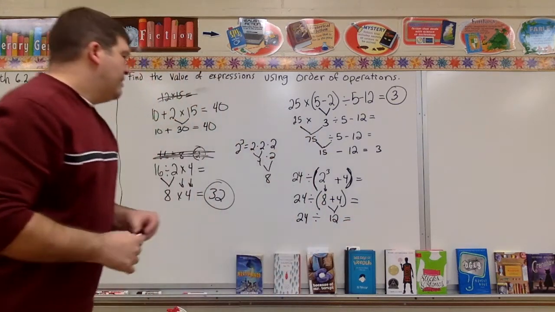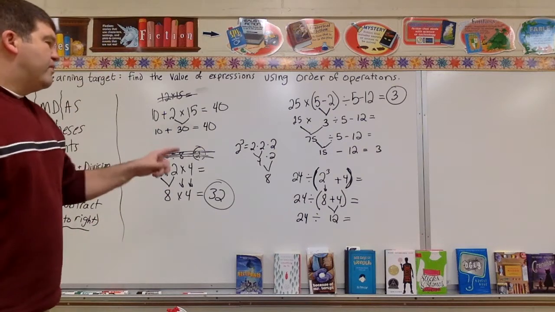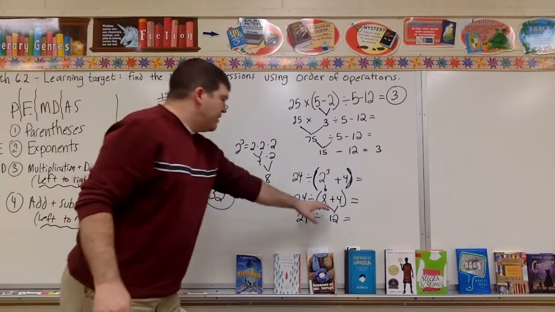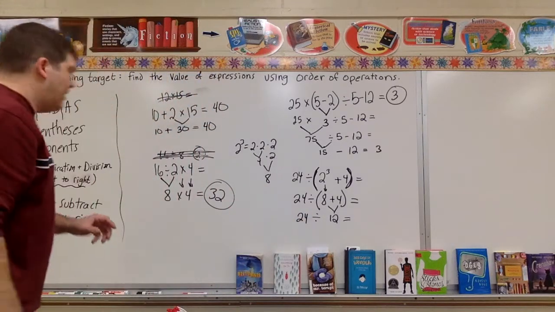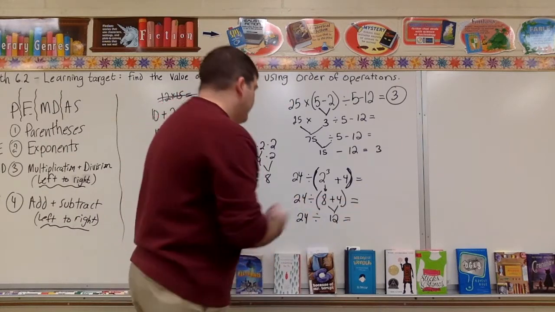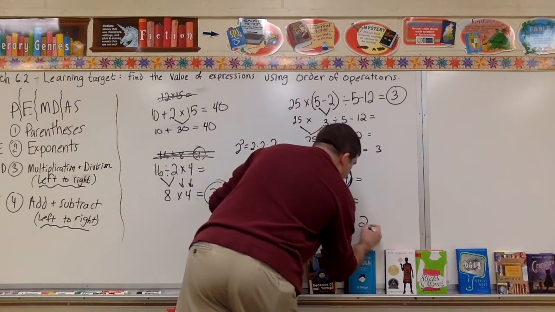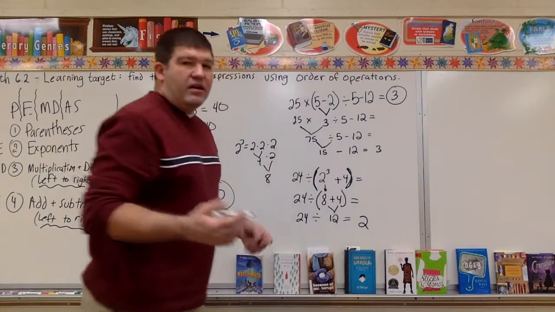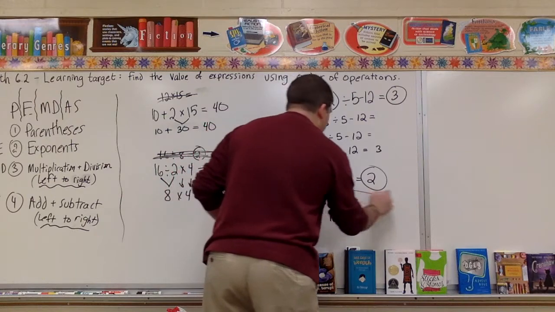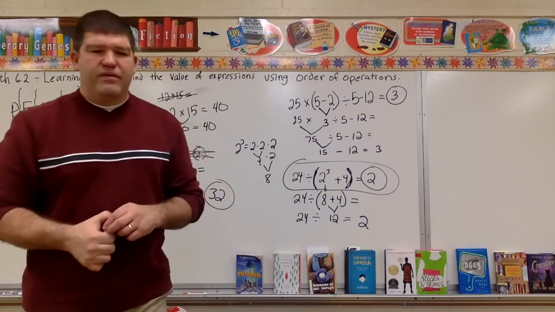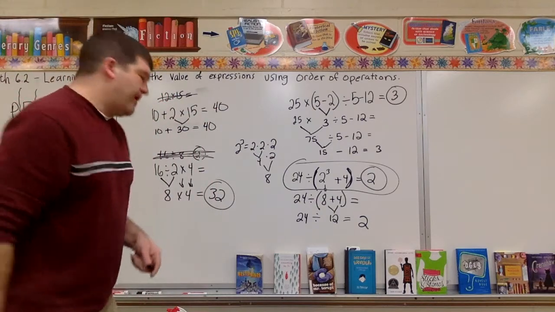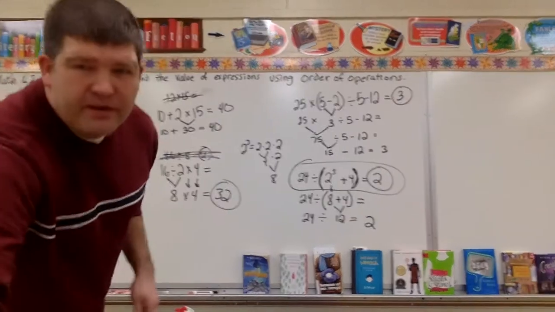Okay. Now, I move from parentheses to exponents. Is there any other exponents in there? Nope. Now I go to multiplication, division. There is a division. I start here, go this way. 24 divided by 12 equals 2. And that's all I have left. So, this problem right here, after we follow the order of operations, will get you the answer of 2. Okay? Really important.